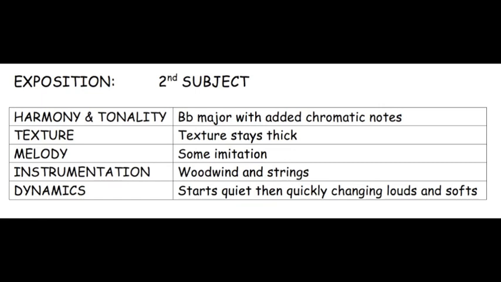Now let's look at the second subject. We're still in B flat major, we've added chromatic notes, the texture is still thick, there's some imitation going on in the melody. That just means kind of copying melody using different sections of the orchestra or different instruments. We've still just got the woodwind and string section of the orchestra, and it starts quietly in this part of the exposition, but then we quickly change to lots of louds and softs.